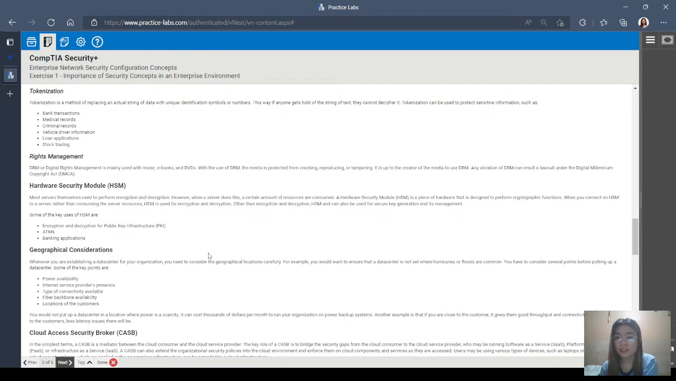Digital rights management, or DRM, is mainly used within music, ebooks, and DVDs. With the use of DRM, the media is protected from cracking, reproducing, or tampering. It is up to the creator of the media to use DRM. Any violation of DRM can be pursued as a lawsuit under the Digital Millennium Copyright Act.